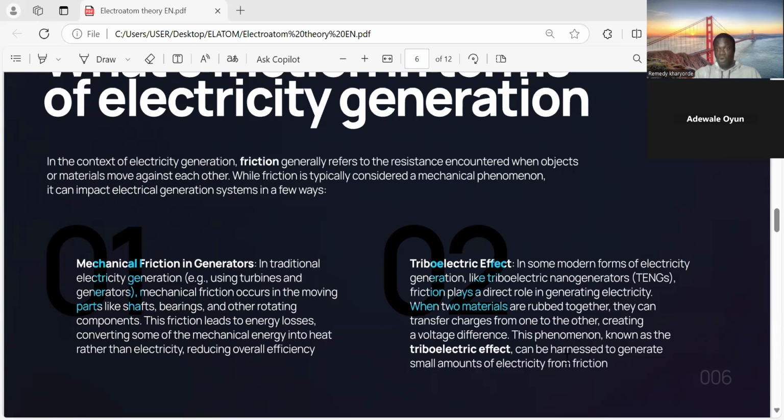So the triboelectric effect occurs when you rub two materials against each other. They transfer the charges to each other, which causes a voltage difference, and the phenomenon is known as the triboelectric effect. The electricity generated from this effect is very little, because you just rub them. You don't snap them or have them pass through each other. You just rub them, and the charge from one is transferred into the other, and vice versa. So the electricity generated during this effect is very low.